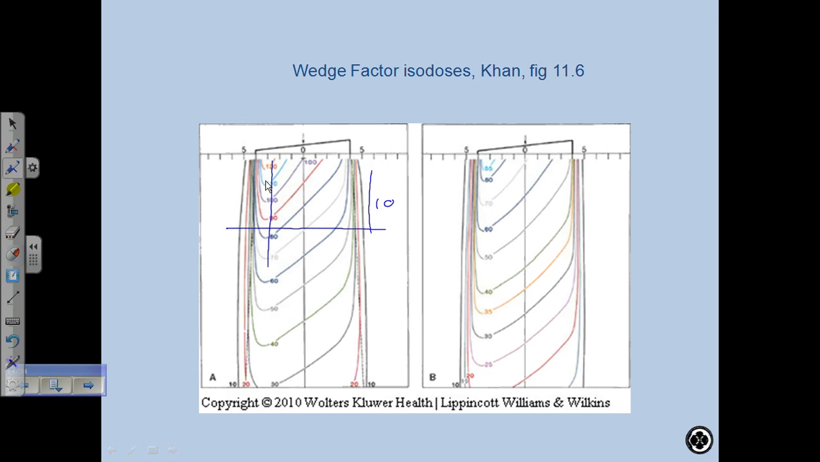So here's D max in this picture. Okay, so 100% is D max. And then here, you don't see 100% because 100% is without the wedge. Once you put the wedge in, all the isodose lines will drop.